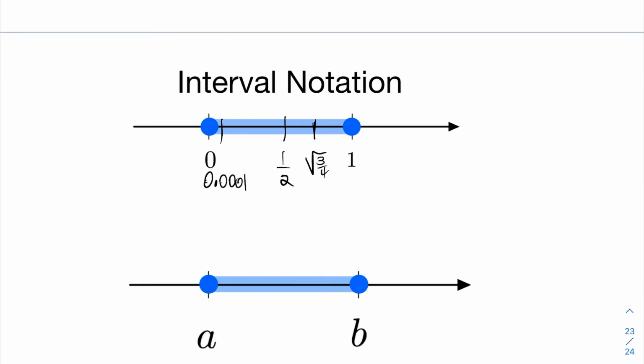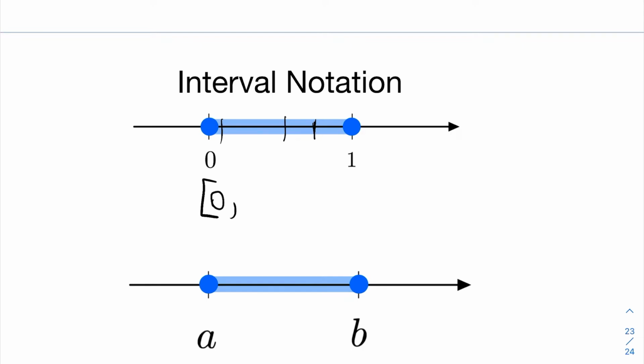So in order to actually describe all the numbers between 0 and 1, including 0 and 1, we need to use this notation called interval notation. And here's how interval notation works. With interval notation, to describe all these numbers, we just describe the minimum, or the smallest value, a lower bound or a minimum value. And the minimum value of this interval is 0. There are no numbers on the interval smaller than 0.